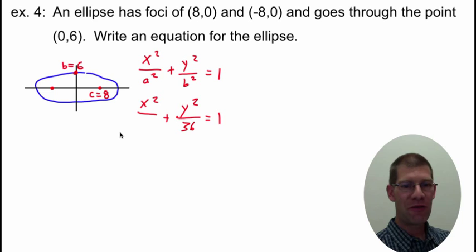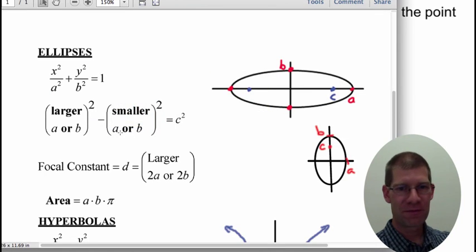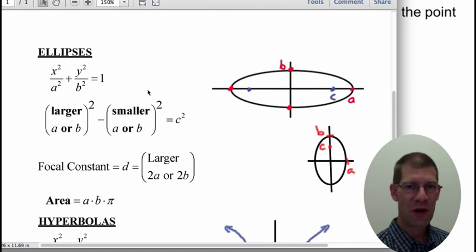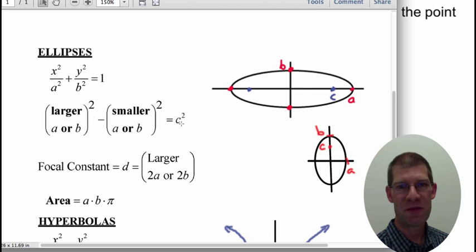Okay, so now if we flip back to our index card, this equation I mentioned earlier is how, between a, b, and c, if you know two of those three, you can use this equation and find the third one. So we need to find a. The reason I wrote it this way is that c squared is always going to be positive, so you have to take a larger number minus a smaller number to get a positive. If you have a horizontal ellipse, a is going to be bigger, so it'll be a squared minus b squared, because b is smaller than a.